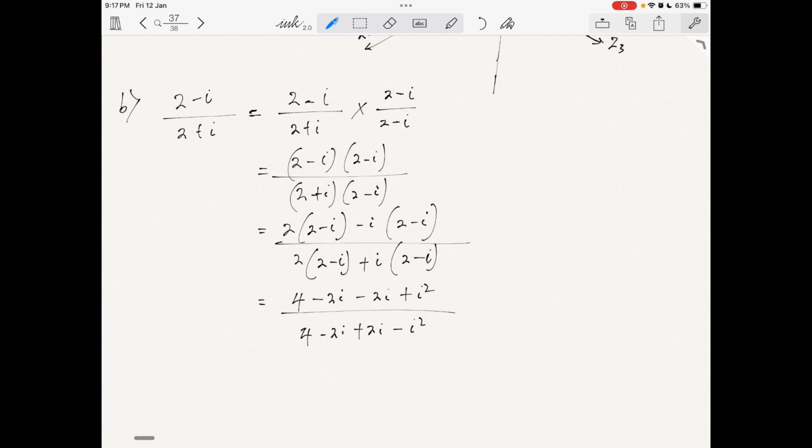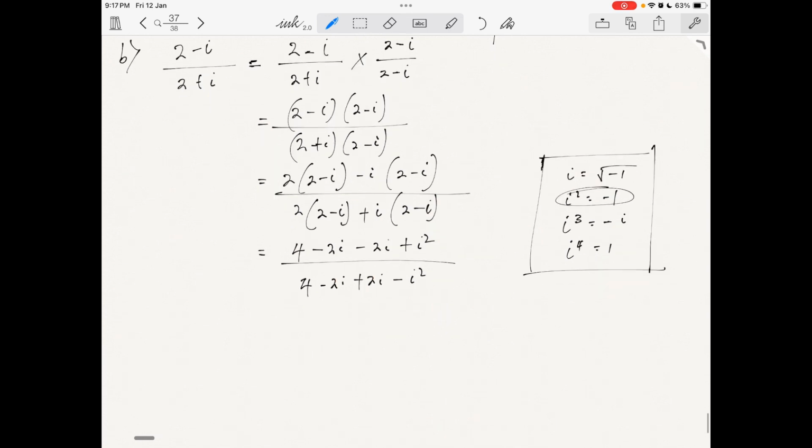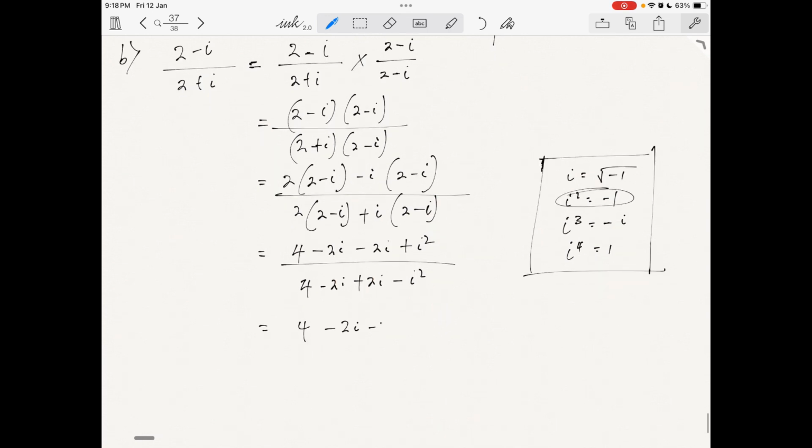And if you recall from the beginning of this course of complex numbers, i is equal to the square root of minus 1, i squared is equal to minus 1, i raised to power 3 is equal to minus i, and i raised to power 4 is equal to 1. So we substitute our value of i squared into this and this. So this will give us 4 minus 2i minus 2i plus i squared, which is minus 1, divided by 4 minus 2i plus 2i minus i squared, which is minus 1.